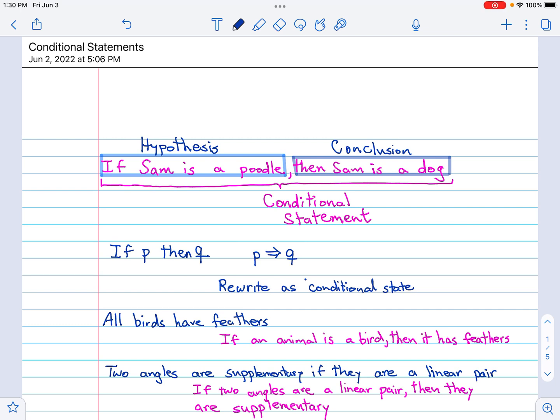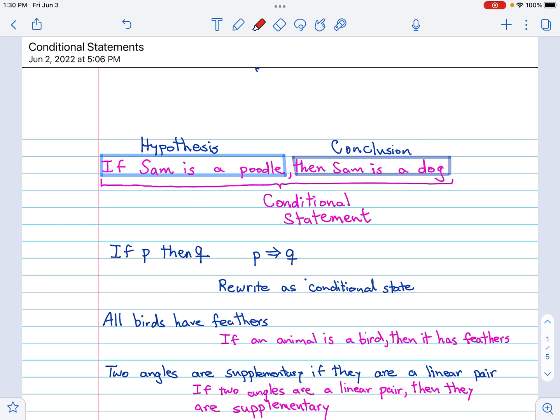We want to continue our journey into logic by looking at conditional statements. And I want to show you what a conditional statement is with a little example here. Notice the statement we have over here. It says, if Sam is a poodle, then Sam is a dog. This is an example of a conditional statement. Now, with a conditional statement, you have the if part, which is the hypothesis, and you have the then part, which is the conclusion.